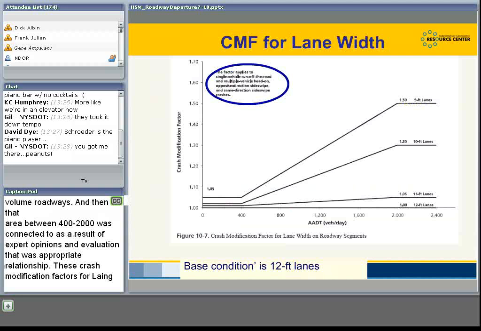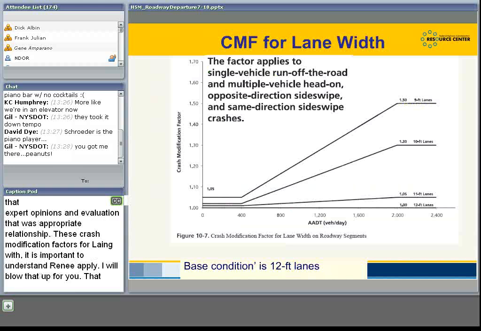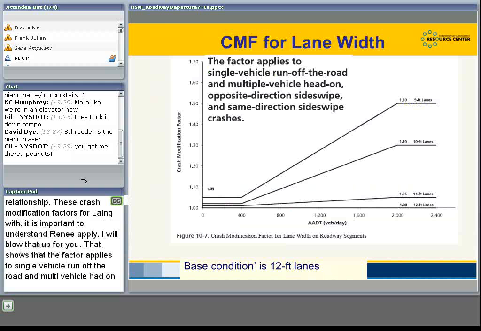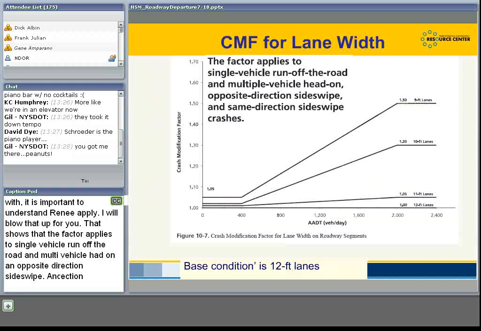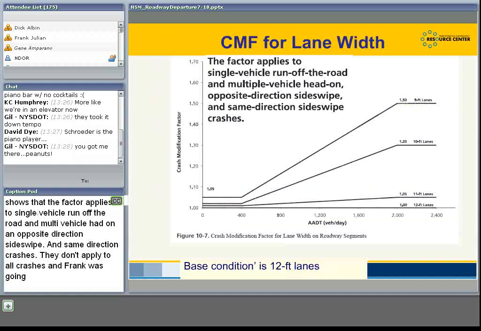So these crash modification factors for lane width, it's important also to understand where they apply. And there's a note on this table that I've just circled, and I'll blow that up for you, that shows that the factor applies to single vehicle run off the road and multi-vehicle head-on and opposite direction side swipe and same direction side swipe crashes. So they don't apply to all crashes on your roadway.